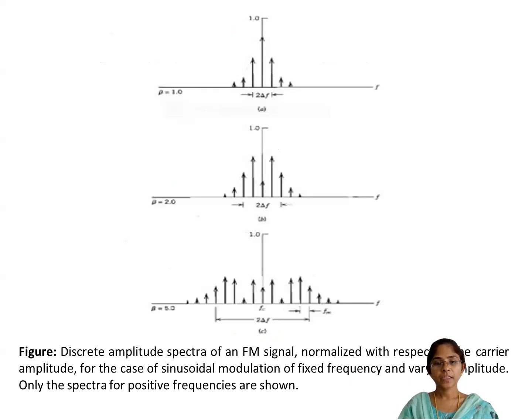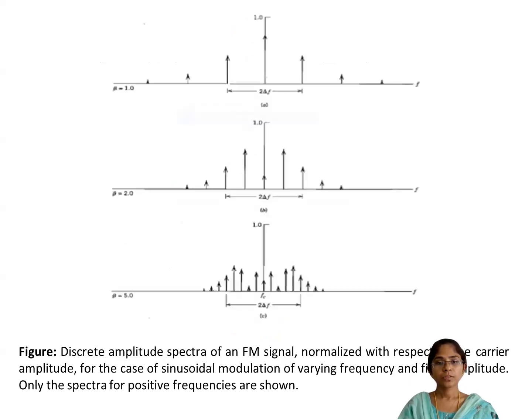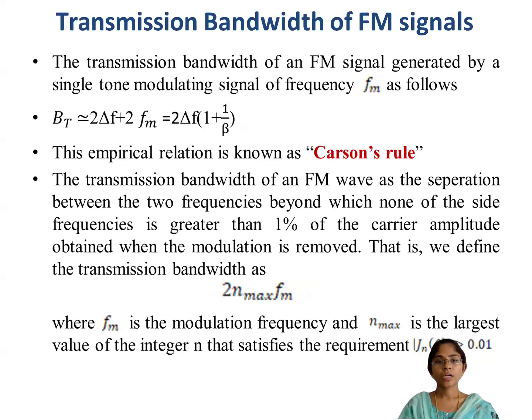So this is the spectrum of wideband FM for different values of beta. These are the spectrum representations for different values of beta. Coming to the transmission bandwidth of wideband FM, as I said, ideally the bandwidth of wideband FM is infinity. Coming to the practical case, overall we can write bandwidth is equal to 2 into delta F plus 2 into FM.